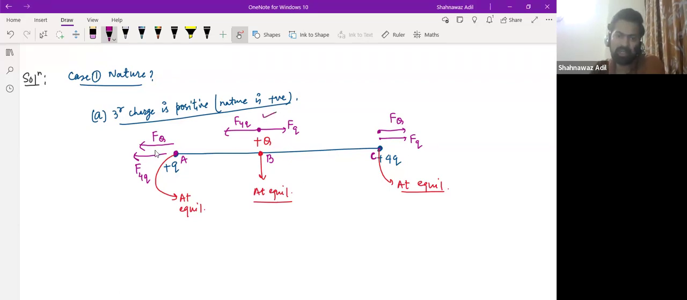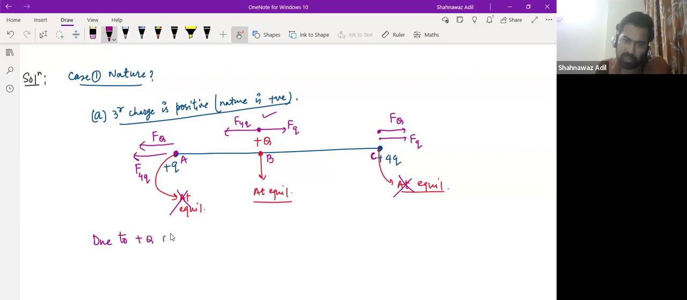What about this one? Is this at equilibrium? No, sir. Both are going in the left direction, so there is no balance of force, right? So this is not at equilibrium. This one is also not at equilibrium, right? Yes, sir.